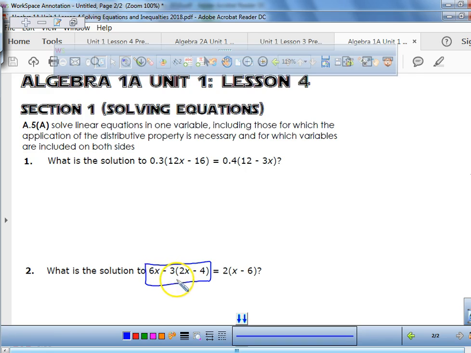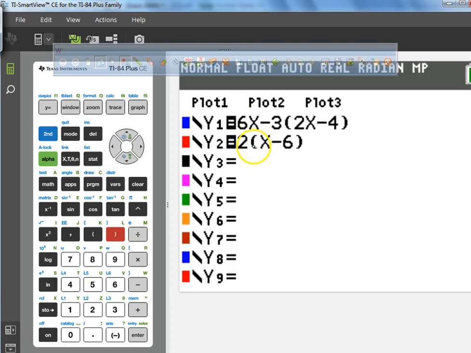That's the one I typed in for y1. That's my y1. And this is the one right here that I typed in y2. So when you go back to your calculator, you'll see there's my y1, there's my y2. Now, what we're going to do is go to the table.